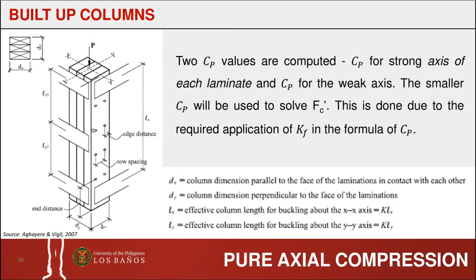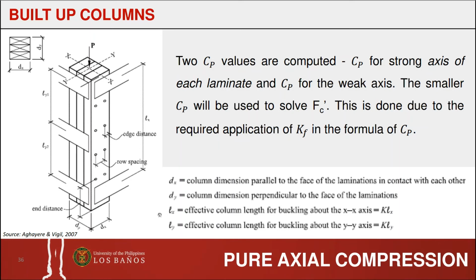So as we can see here, we have D sub X, which is the column dimension parallel to the face of the laminations in contact with each other. So if the laminates are stacked in this way, then the value of D sub X will be here. D sub Y is the column dimension perpendicular to the face of the lamination. Since here is the face of the lamination, the perpendicular distance is here. So that will result in the value of D sub Y.